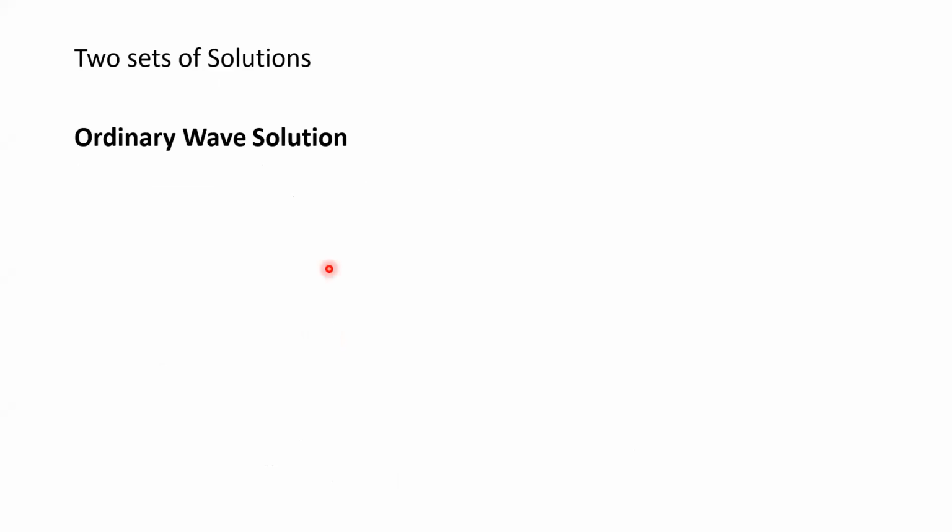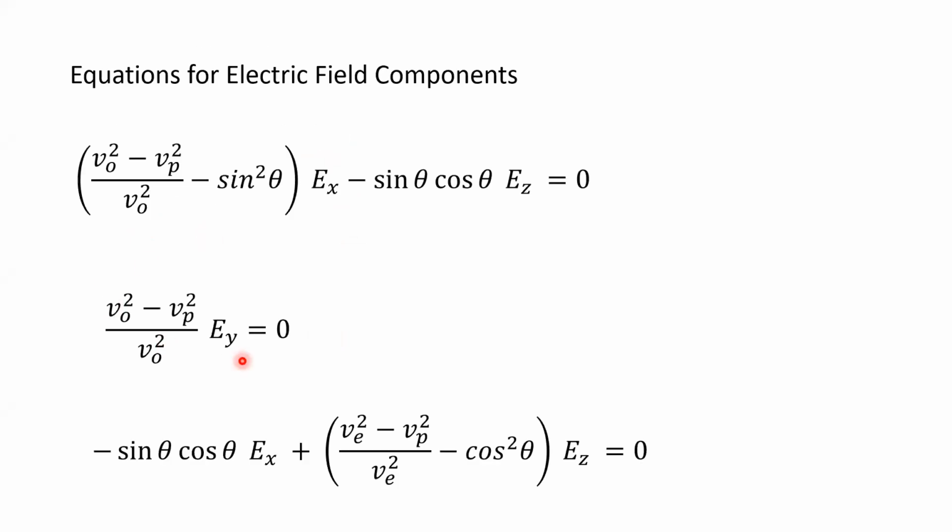One solution is called the ordinary wave solution. I will list the solution, then I'll go back to the equation and show you how you get it. In the ordinary wave solution, Ey is not 0. Then you go to the equation which has Ey. Immediately, if Ey is not 0, Vp is equal to V_o.